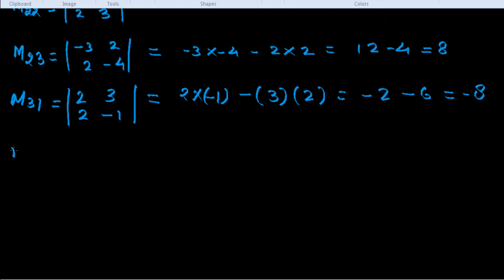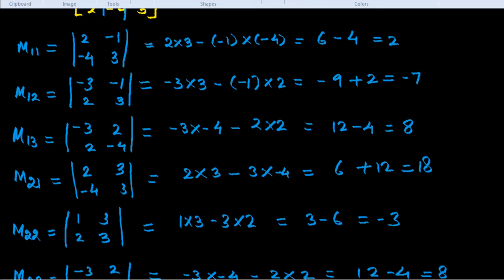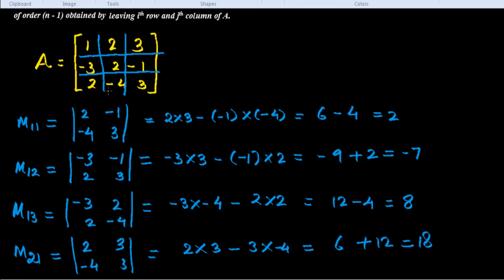So now M32. The a32 element is minus 4 here. So we have to leave this row and this column, giving |1 3; -3 -1|.